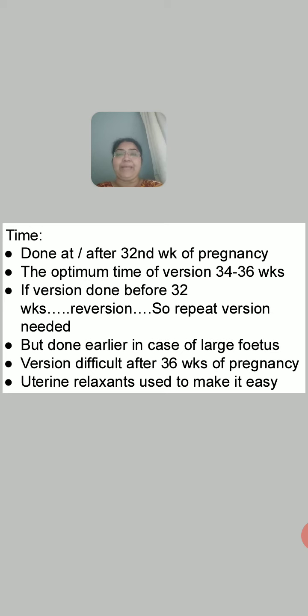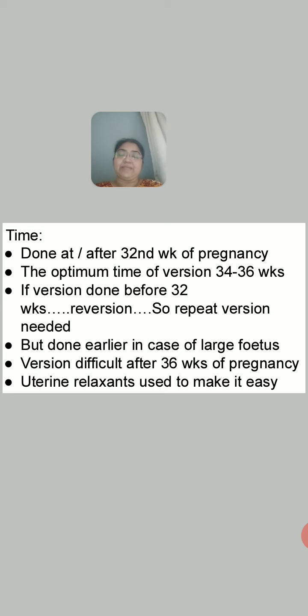The optimum time of version is 34 to 36 weeks. This is the best time for external cephalic version. If version is done before 32 weeks, there can be spontaneous reversion, which I just explained. So repeat version is needed. When from vertex it again becomes breech, we have to go for the repeat version. So external cephalic version should be done again, right? To avoid the repeat version, it should be done after 32 weeks only.